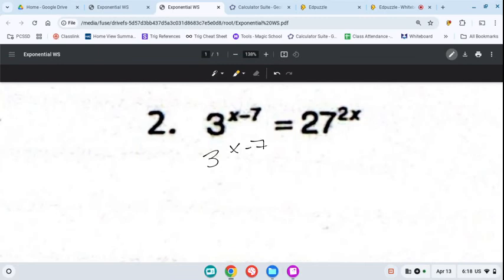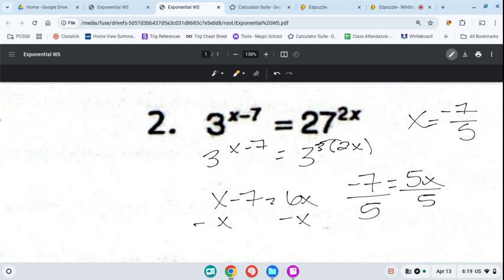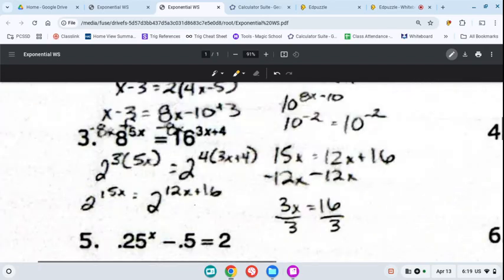So we have 3 to the power of x minus 7. Well, 3 to the third power makes 27. Now that I have the same base, I have x minus 7 equals, and I can distribute, 3 times 2 is 6x, right? So subtract x, I get negative 7 equals 5x, divide by 5, divide by 5, I get x equals negative 7 over 5, and I know my answer is correct because the answer key at the bottom says so.